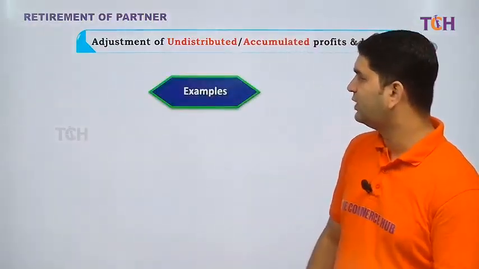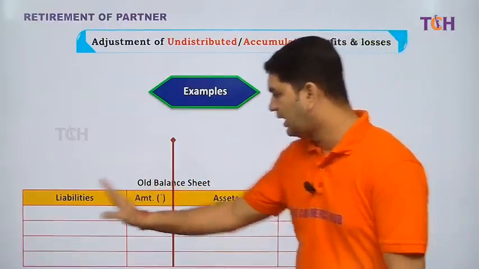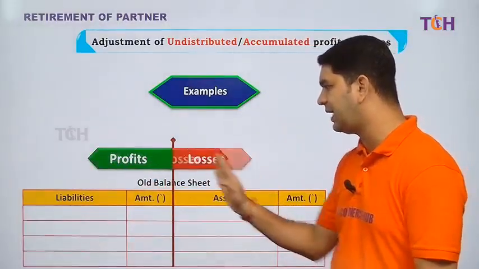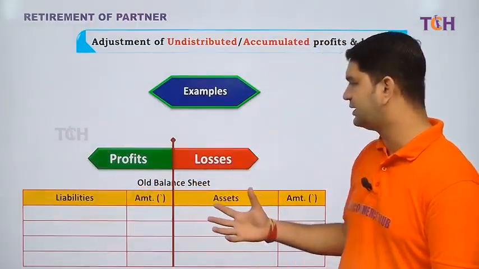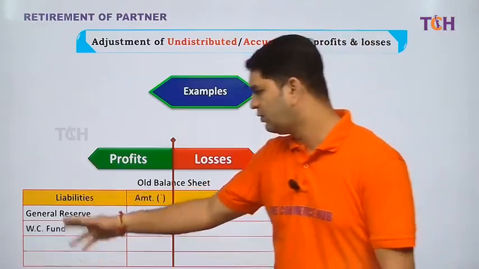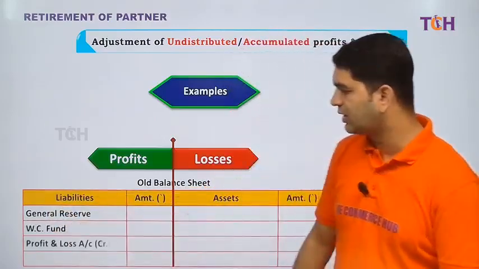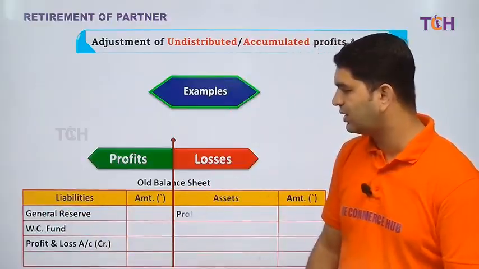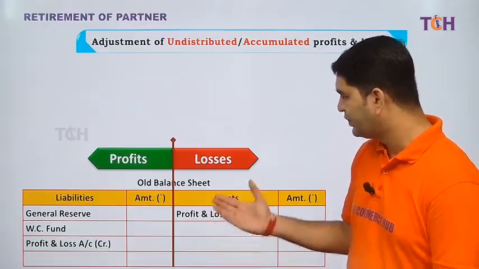Here we go. Let us try to understand with an example. This is the old balance sheet we have, with liability side and asset side. On the liability side we have just seen it is profits. On the asset side we might be having losses. So what profits might we have? These undistributed accumulated profits: general reserve, workman compensation fund, profit and loss account credit balance. On the asset side we might have profit and loss account debit balance, and so on.